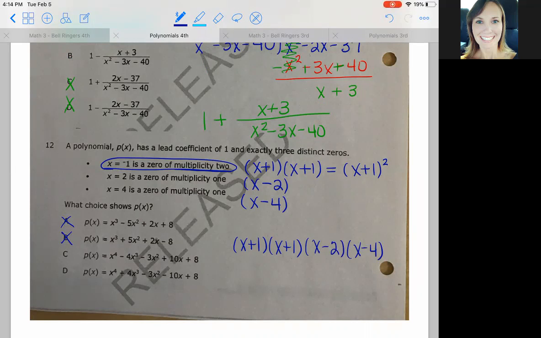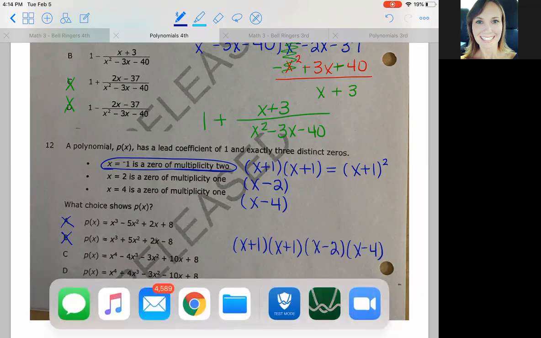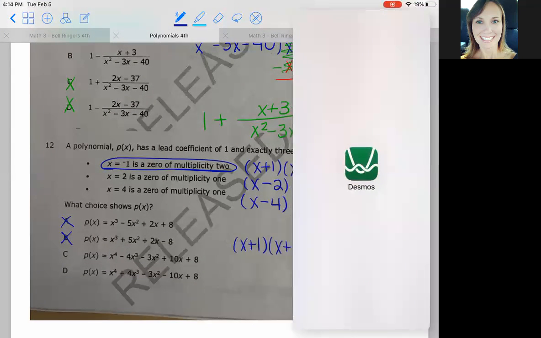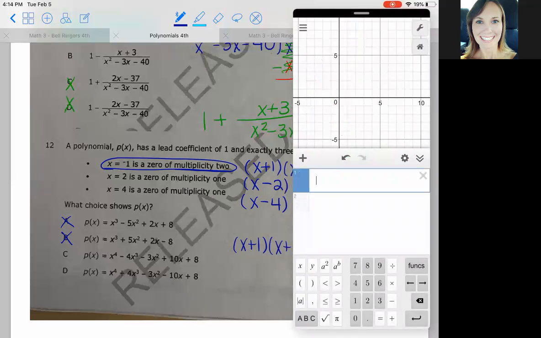Now I can clearly see what it is in factored form, and to multiply all of this out to get it into standard form could be a long task, but you get to use your calculator all the time, and I would use it to your benefit. So if you pull up your calculator, I can type in my factored form.